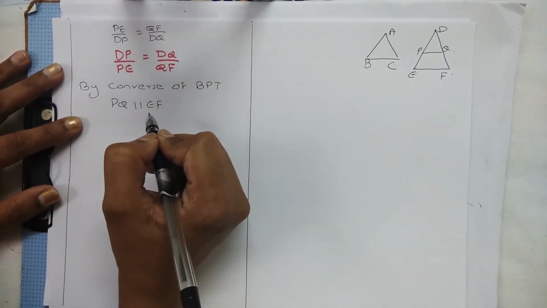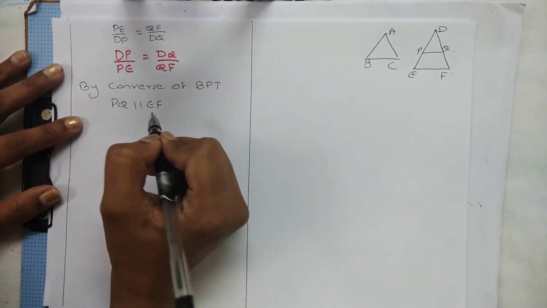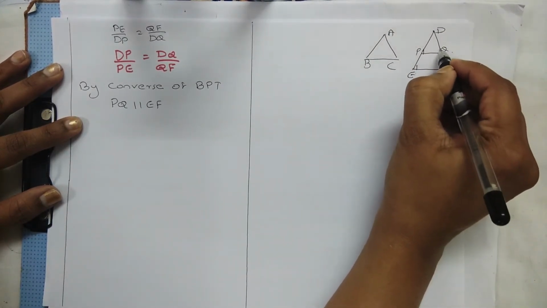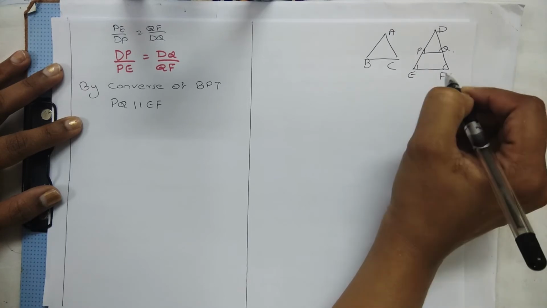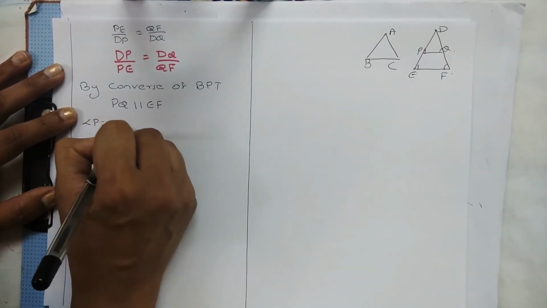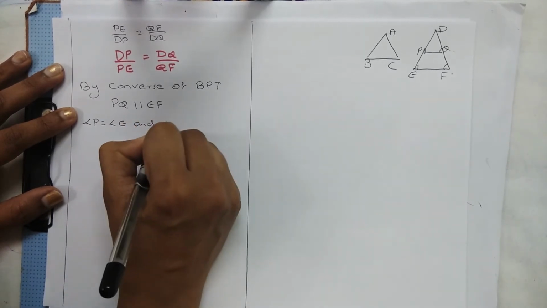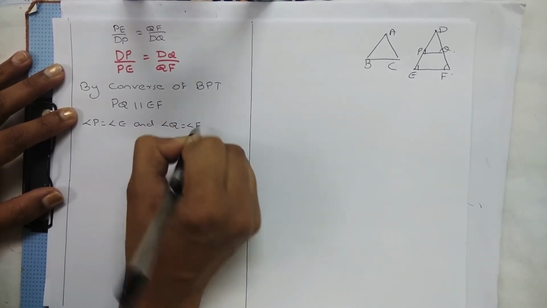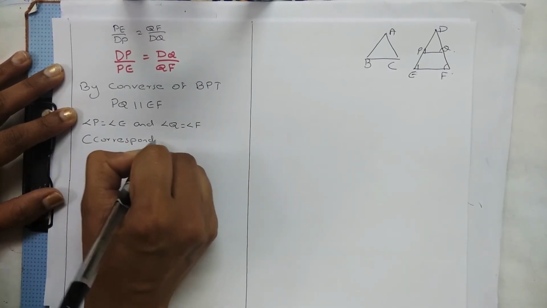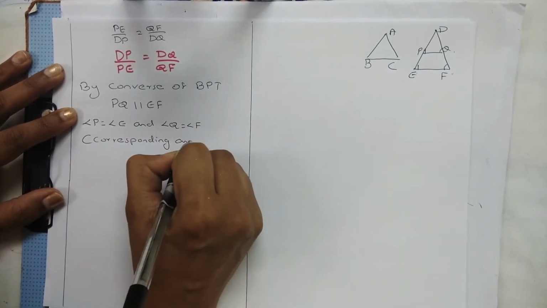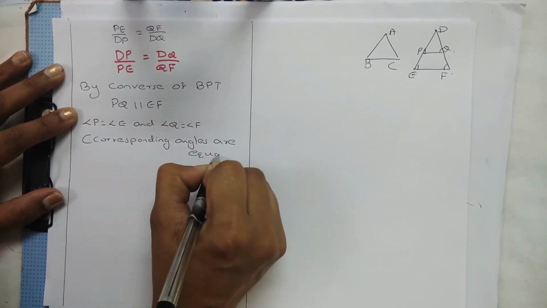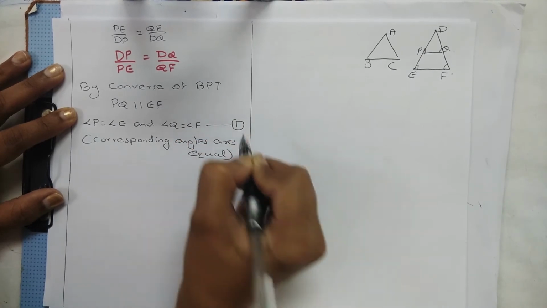So if two lines are parallel, their corresponding angles will be equal. That I am using. Corresponding angles, in the sense P and E are corresponding angles, Q and F are corresponding angles. So angle P is equal to angle E and angle Q is equal to angle F. What is the reason? Corresponding angles are equal if lines are parallel. Put that as equation number 1.